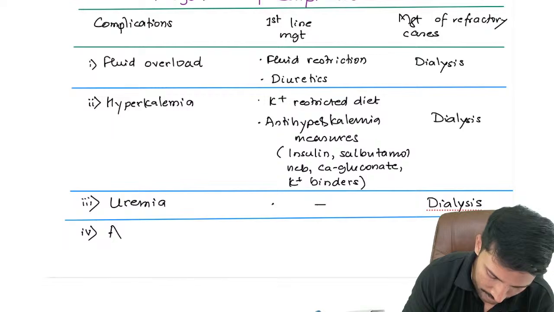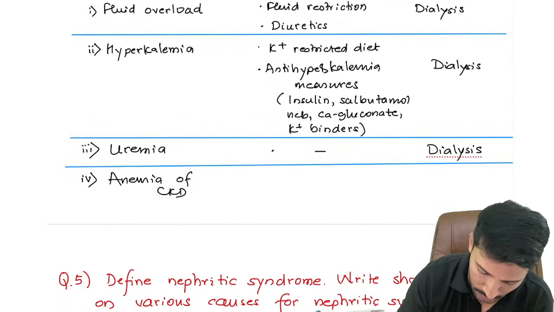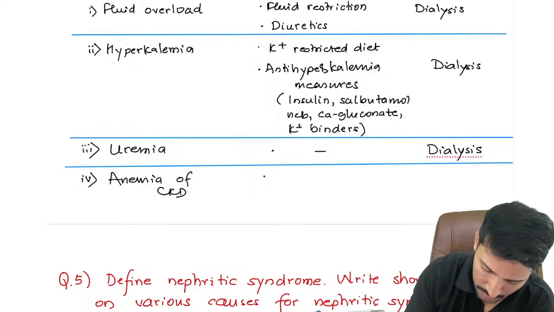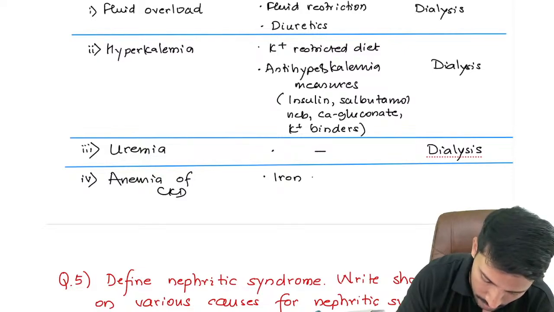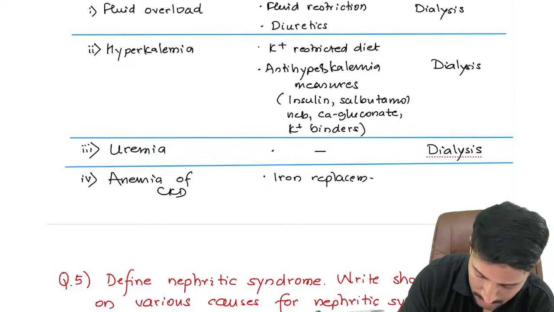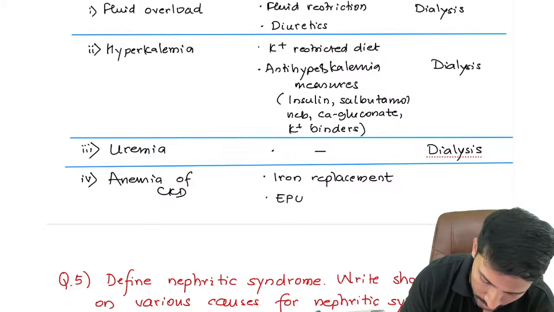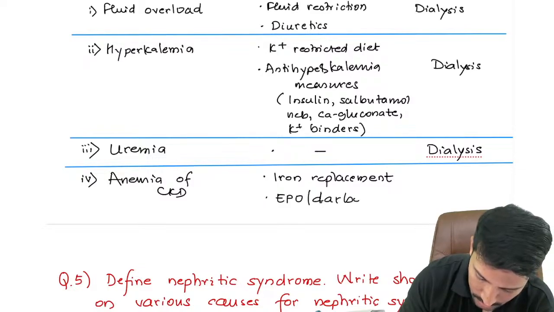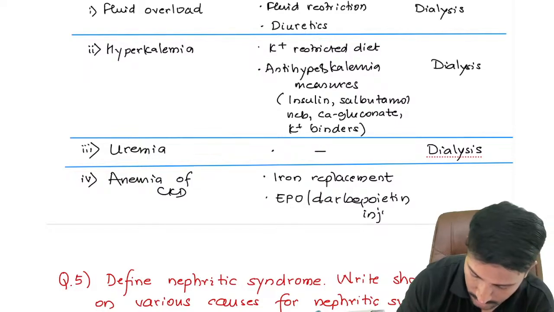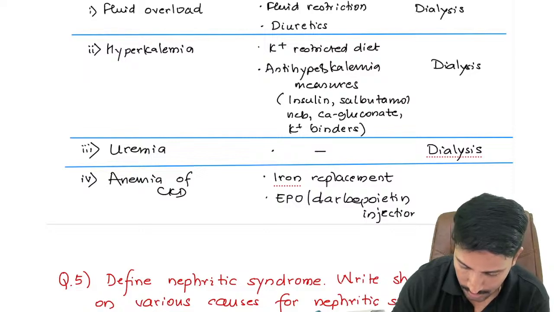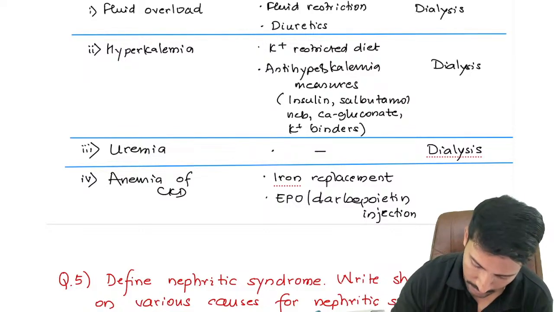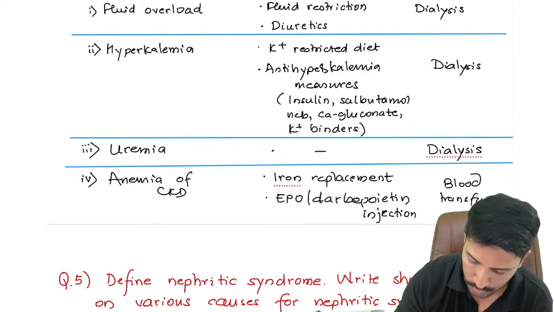Okay. Then fourth, anemia of CKD, anemia of chronic kidney disease, right? How do I manage? First line management, there is nothing called second line management. We can write second line management if required. First line management is iron replacement because they do have iron deficiency, and then erythropoietin or darbepoetin injections. Darbepoetin is a synthetic, recombinant analog. For refractory cases, of course, you can consider blood transfusion.